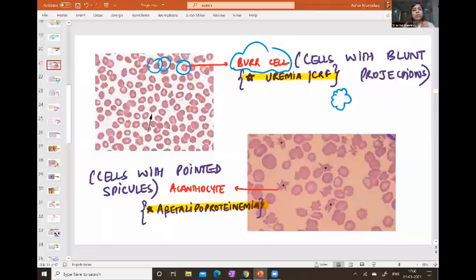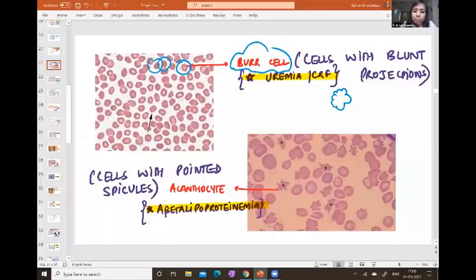So earlier students, we directly used to get questions, Burr cells are seen in. That was a very common question 3 years back. Now, they will give you this image and ask in which condition you will see this kind of cell. That's the different thing which has happened in the past 3 years, even for FMG exams, right?